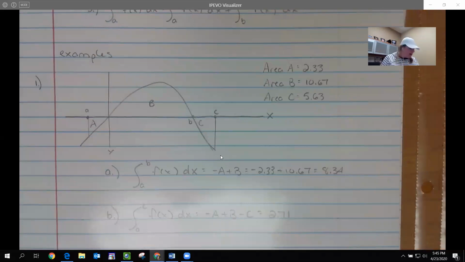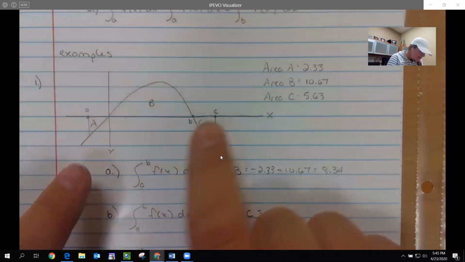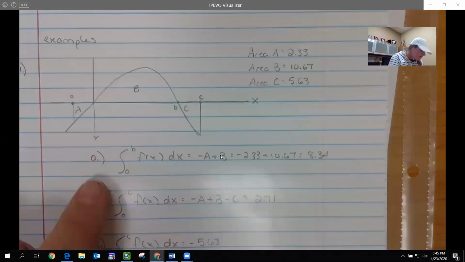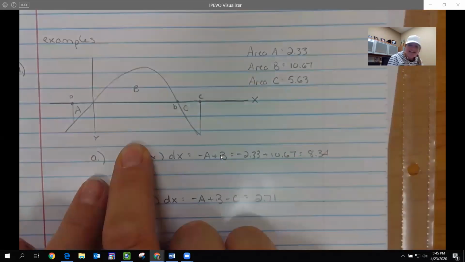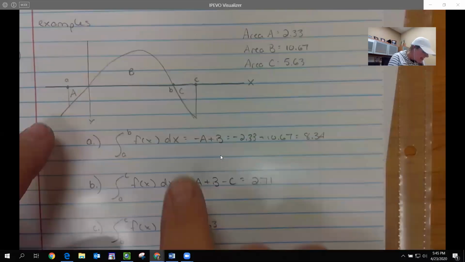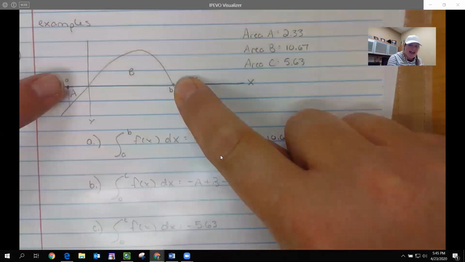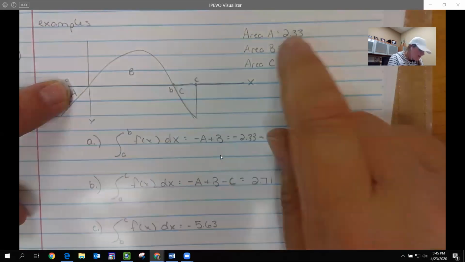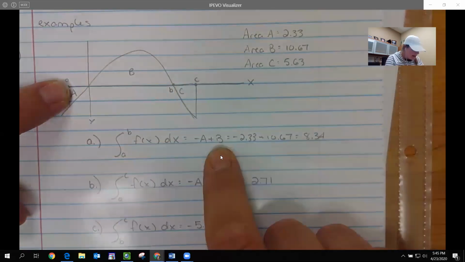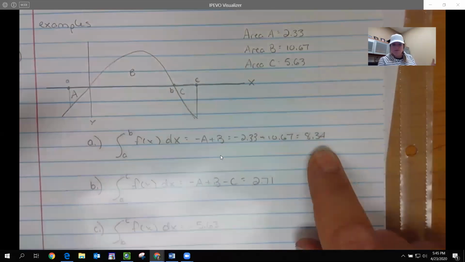All right, so we want to go from A to C here, and we're going to do some different stuff. And we gave areas, right? So part A says from A to B, what is the value of this function? Well, A is negative, so I would take negative A, so negative 2.3, plus B, which is positive 10, and that would give me 8.34.